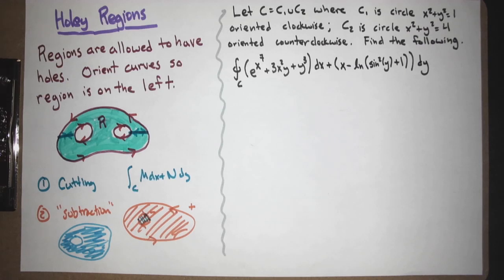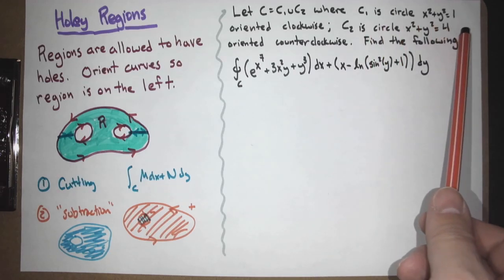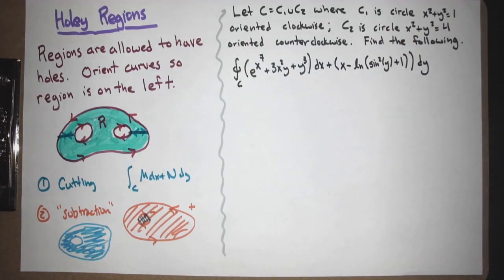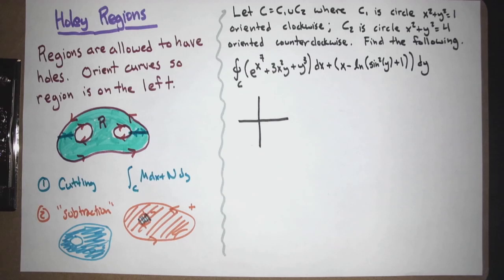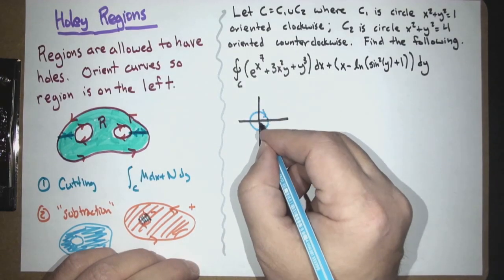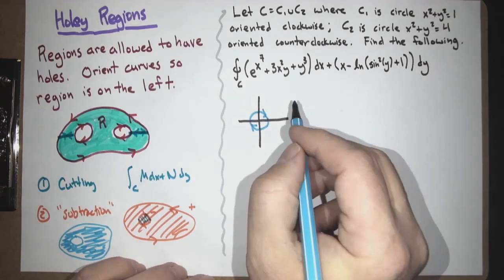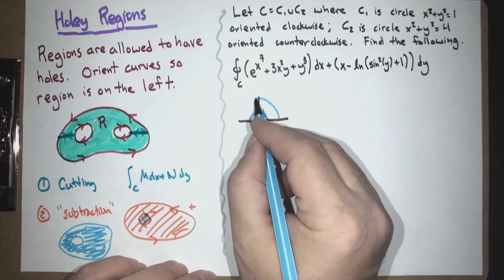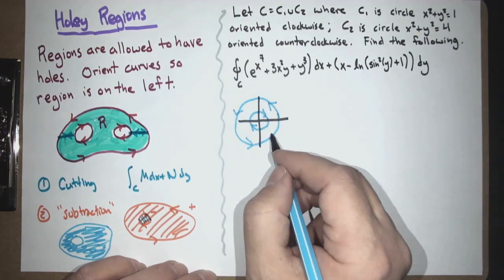Let C be a union of two curves. C1 is the circle x squared plus y squared equals 1, oriented clockwise. Let's draw things here. So we're going that way, like a clock. And C2 is the circle x squared plus y squared equals 4, oriented counterclockwise. So it's a bigger circle, but oriented counterclockwise.